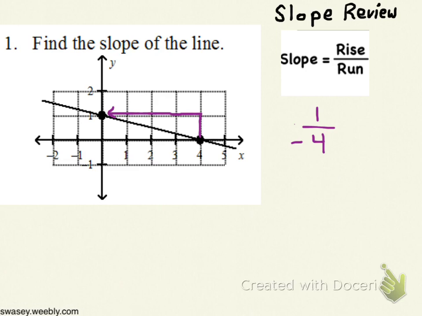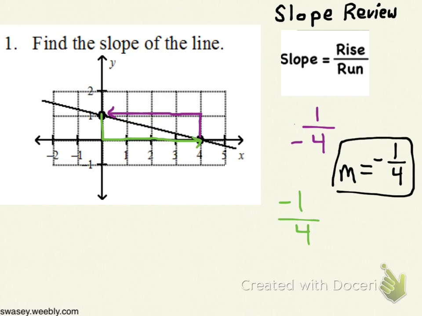Now if you went from the other point, you would rise, you're going down 1, so the top would be -1, and then you go to the right, 1, 2, 3, 4, so that would be a +4. Now it doesn't matter whether you have the negative sign on top or on bottom. If there's one negative sign in a fraction, then your answer is negative. So we have -1/4. Typically in your final answers, you'll see it all the way out to the side of the fraction.